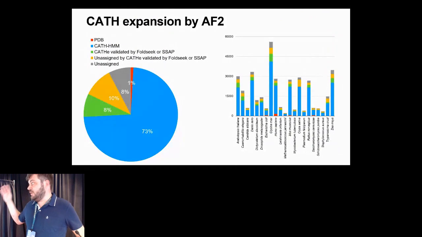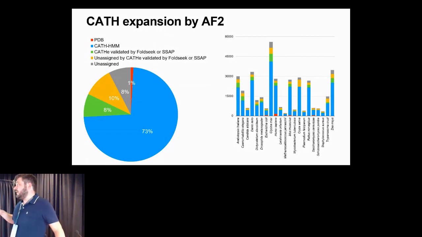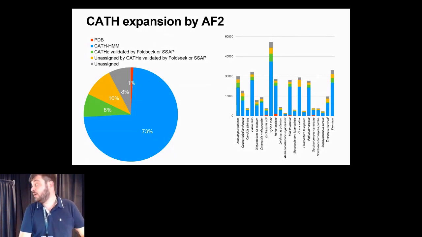The vast majority, as expected, come from very close homologs, so CATH hits that came from CATH HMMs. Now we still have an additional 8% that were CATH predictions made from this machine learning predictor and then validated by Fold2 or SAP. And then we still had another 10% that CATH wasn't really confident about, but by scanning against the whole of CATH and domains that were previously brought in using those 73 plus 8, we were able to bring in an additional 10%. And this left us with 8% of structures that were unassigned.